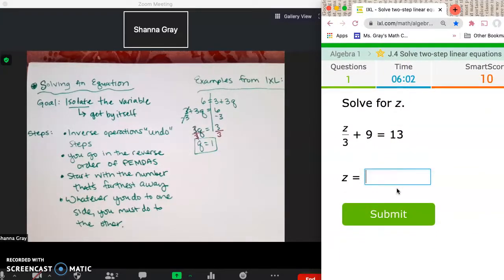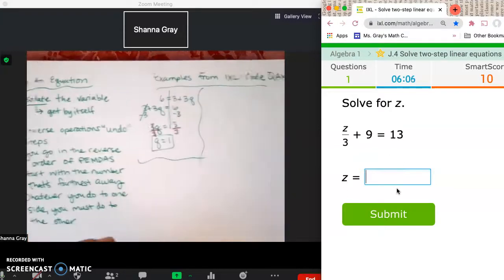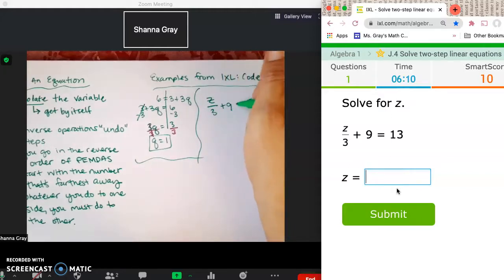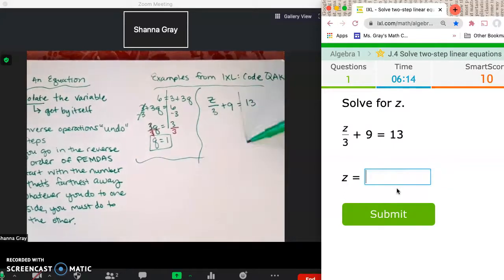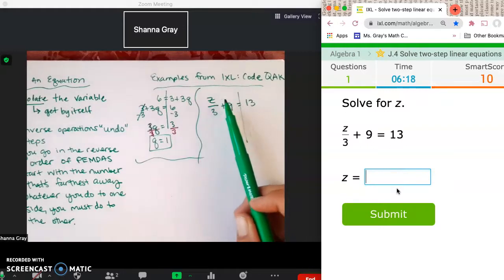Awesome. So next problem: Z over 3 plus 9 equals 13. So I'm here with Z, I'm trying to get it by itself, and I want to start with the number that's farthest away.